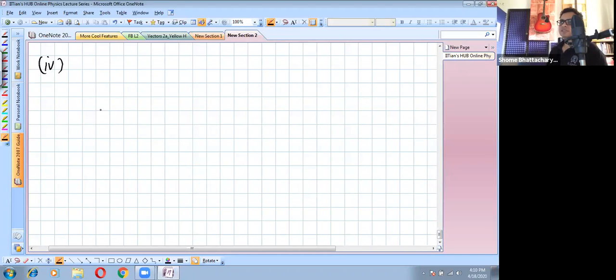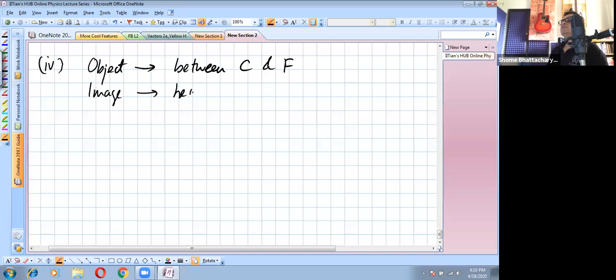Which one? Where the object was between C and infinity. So now if the object is where that image was, that is between center of curvature and focal point, now you will see the image is where that object was, beyond center of curvature, like this.